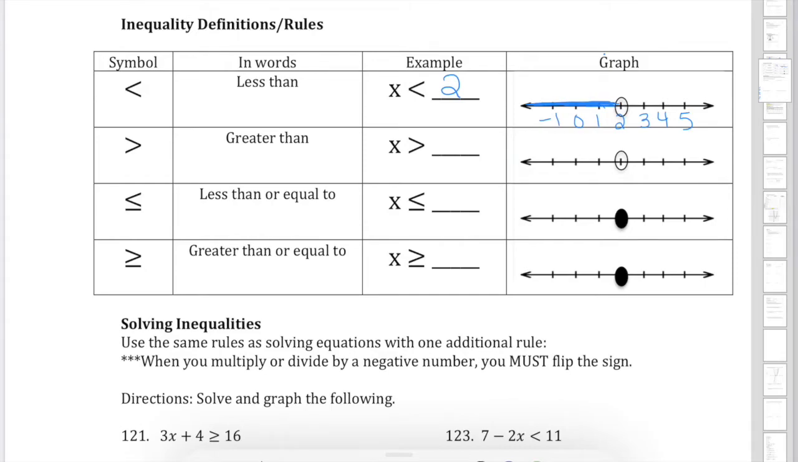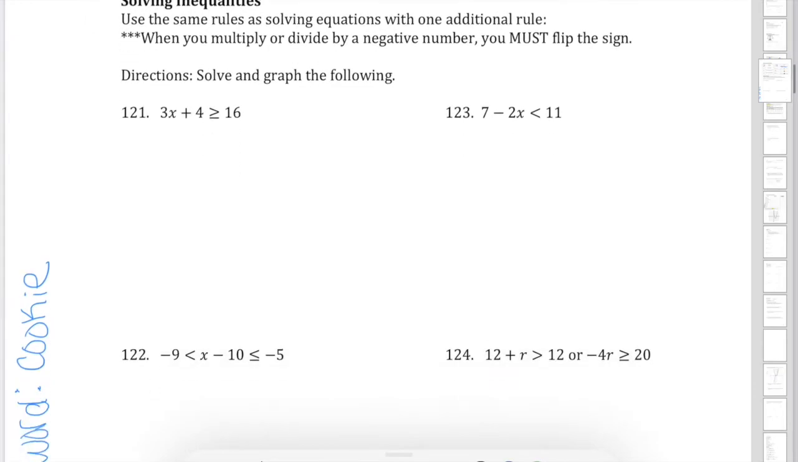Okay, now your less than symbol. I'm going to try and explain this to you as best as I can over this video. Okay, so less than is going to be this symbol. You have to recognize that symbol.